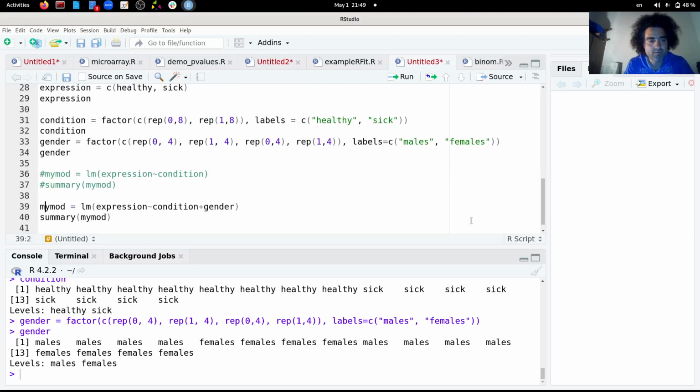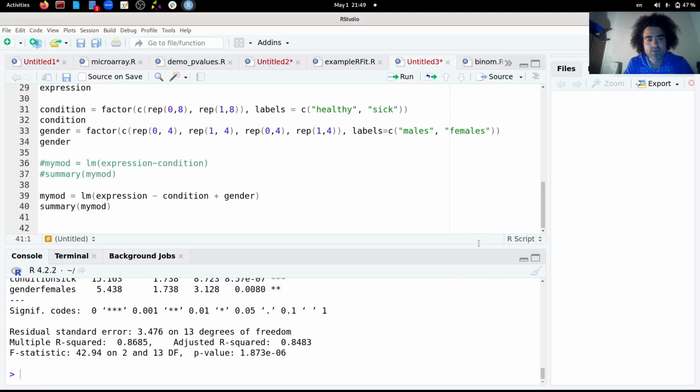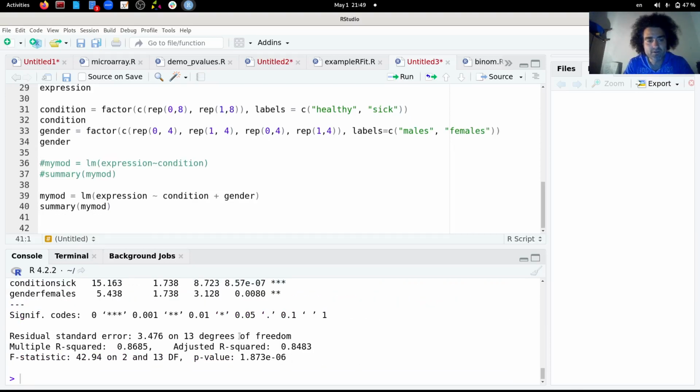Now, the model, assuming that we don't have any interaction between the condition and the gender, is written like that: the expression value is a function, we use a tilde here, of the condition plus the gender. The important thing is the plus here. When we have interaction, we will use a different operator. But now that we don't have any interaction, we use the plus operator. So the expression value is modeled like that. And if we do the summary of this model, we see the following result.